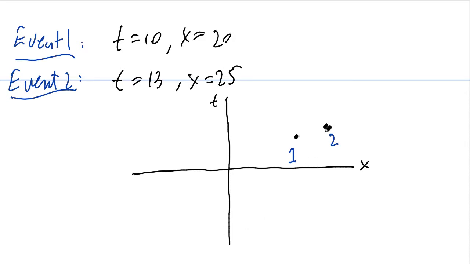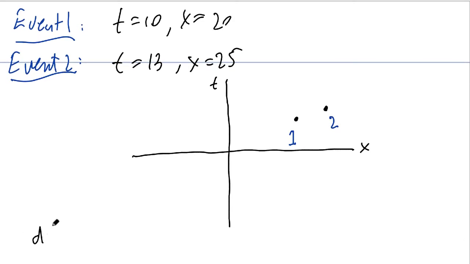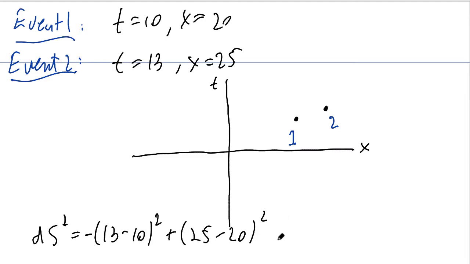Okay, so let's work out the separation between these two events. The line element is minus dt squared. So that's minus the change in t, 13 minus 10, squared, plus dx squared, 25 minus 20 squared. So that's minus 3 squared, which is 9, plus 5 squared, which is 25. So the answer here for ds squared is 16.